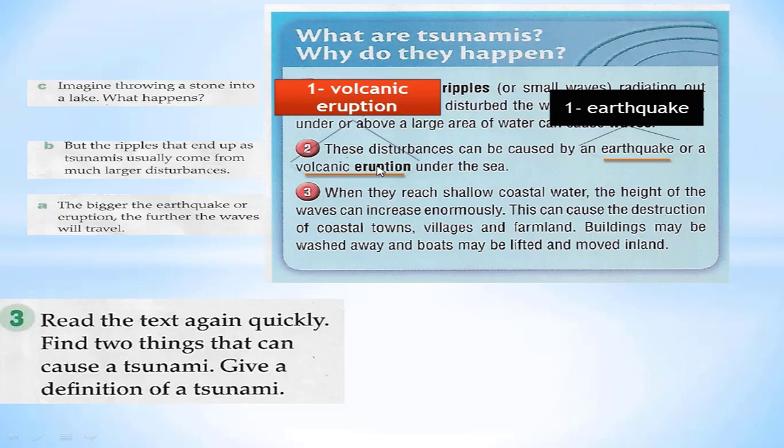Great. Tsunamis are great waves made because of an earthquake or volcanic eruption. They travel and reach the coast, and it can be dangerous because it hits the coast, villages and buildings. As you can see here, this caused the destruction of coastal towns, villages, and farmland. So, tsunamis are very dangerous.